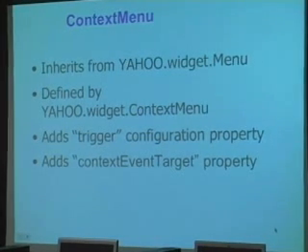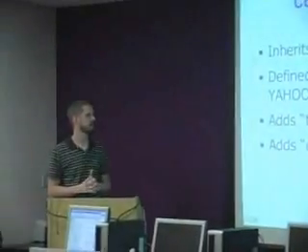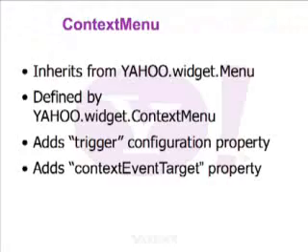A little bit about the context menu class. Context menu inherits from yahoo.widget.menu. You instantiate it by just calling new yahoo.widget.context menu. It also adds two important configuration properties, and those are a trigger configuration property, which allows you to define what DOM elements trigger the display of this context menu. So essentially, when I initiate a context menu event against any DOM element, that will trigger the display of my context menu.